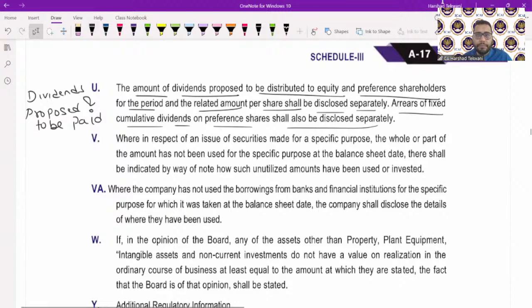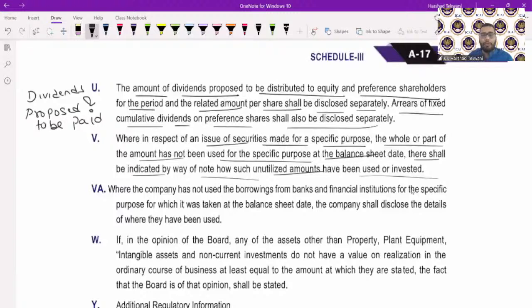Okay. Then, where in respect of an issue of security made for a specific purpose, the whole or part of the amount has not been used for the specific purpose at the balance sheet date, there shall be an indication by way of note how such unutilized amount has been used or invested. So for example, it talks about utilization.